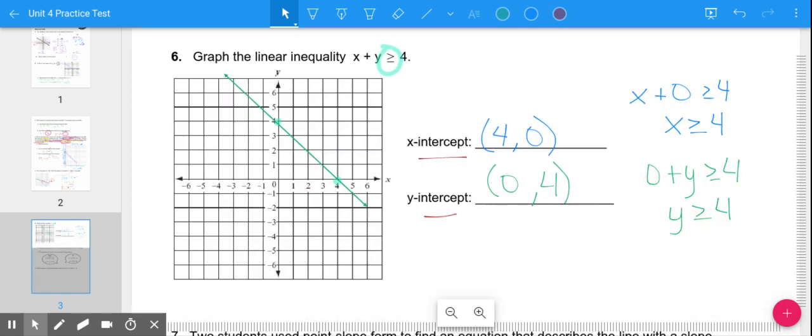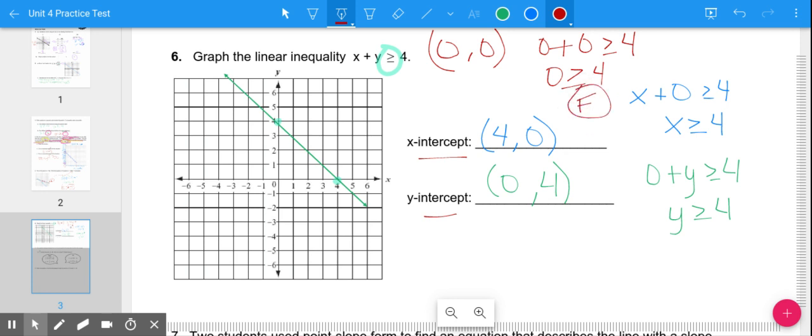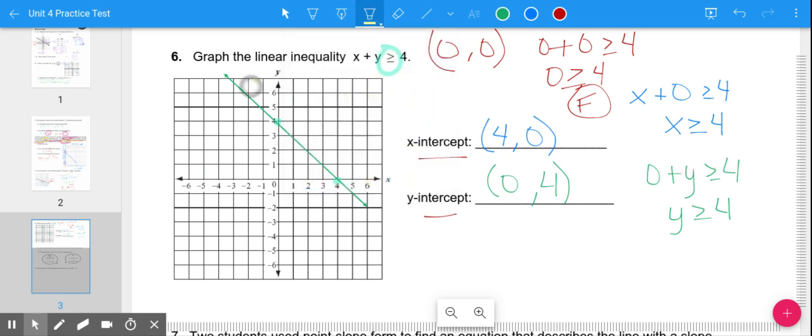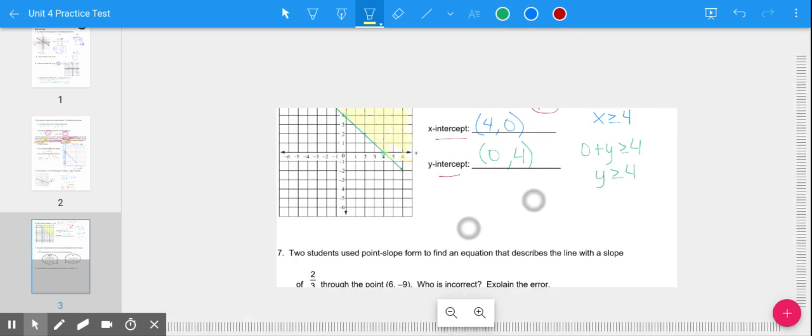So I'm going to plug in 0 into my equation. I'm going to plug in the point 0, 0. So I'm going to have 0 plus 0 is greater than or equal to 4. So 0 is greater than or equal to 4. Is this true or false? This is false. So that means I shade in the opposite direction. So I'm going to be shading on this side of my graph. Okay, let me know if you have any questions on that.